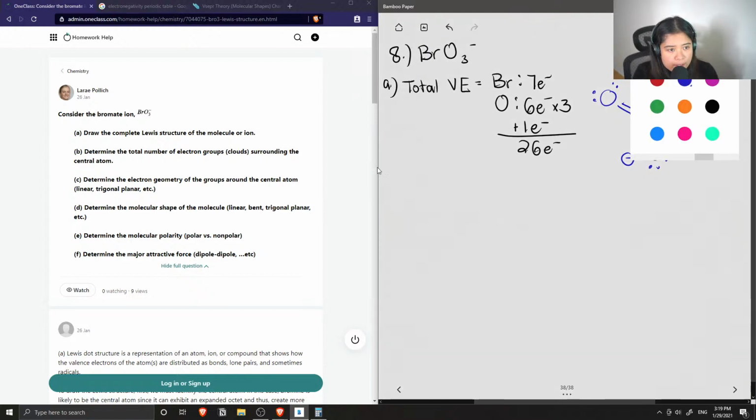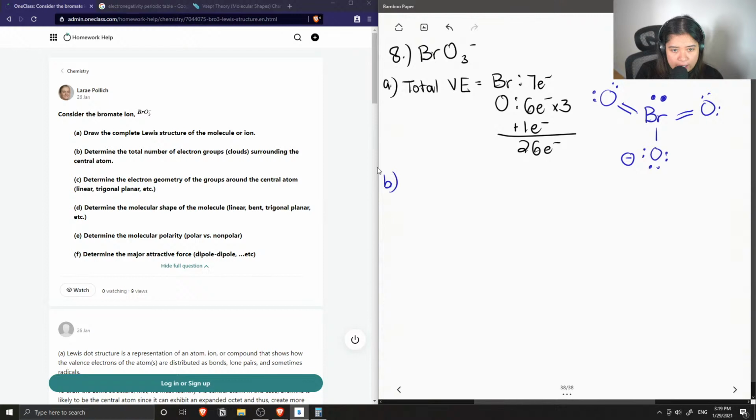And for part B, we need to determine the total number of electron groups or clouds surrounding the central atom. So we have 1 lone pair and 3 bonded atoms. Therefore, we have 4 electron groups, which can also be called charge clouds.